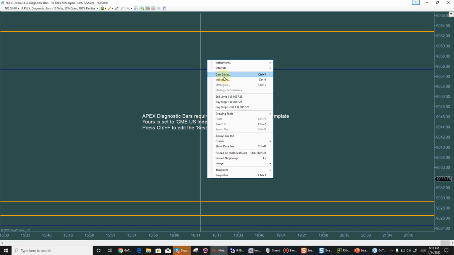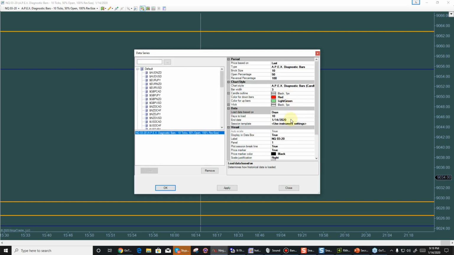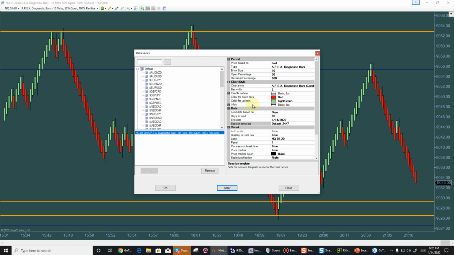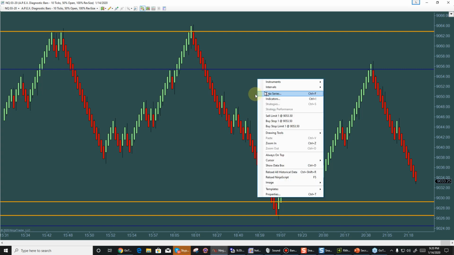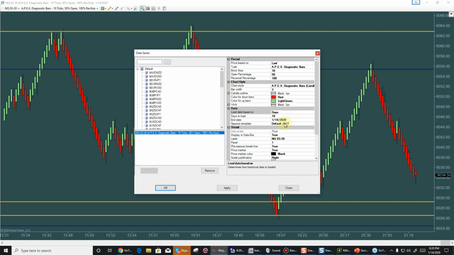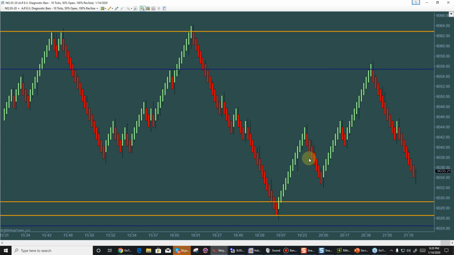Oh, and it wants me to change my data series. So we're going to try that. It better not give me trouble. There we go. Okay. So by the way, if you get that message, you go to data series and change it to default 24/7. I had it set in there, but I reset a bunch of stuff on my Ninja, so check out that chart.